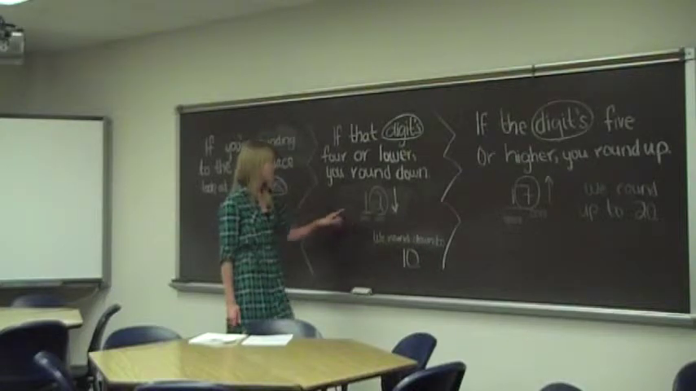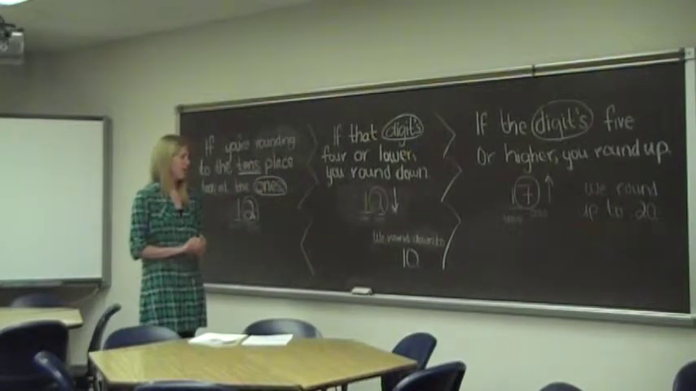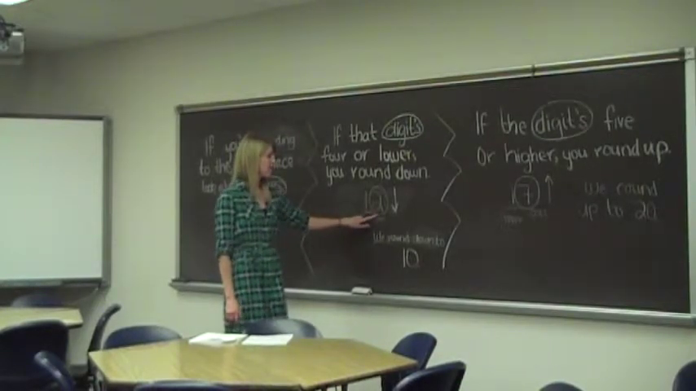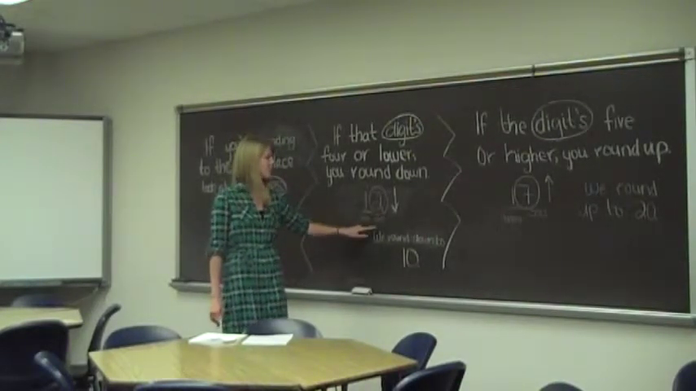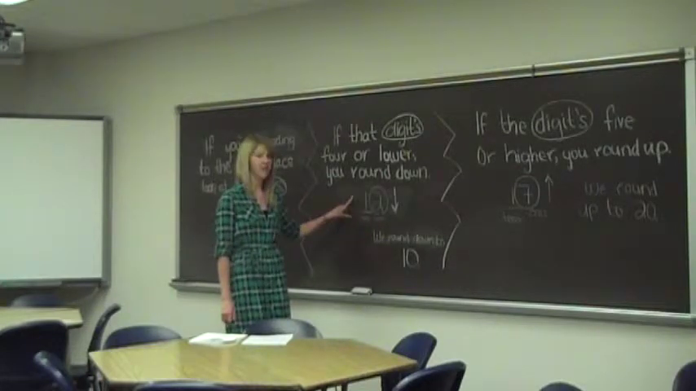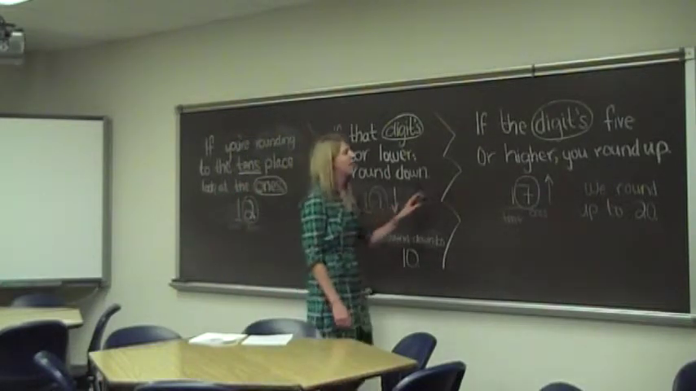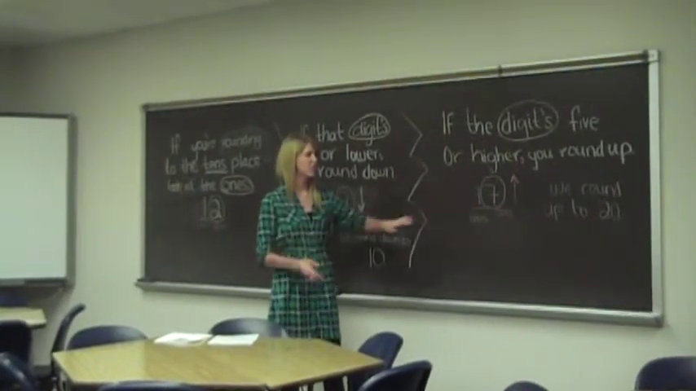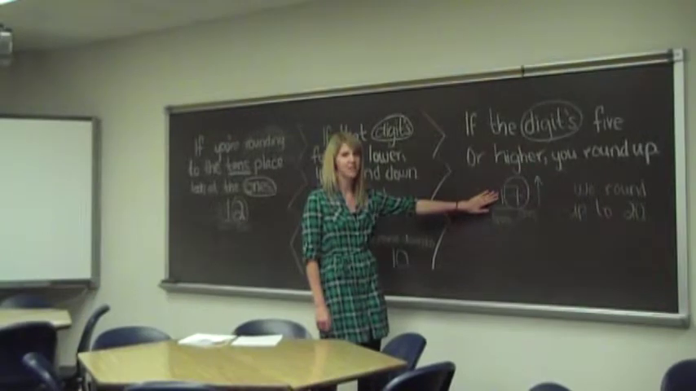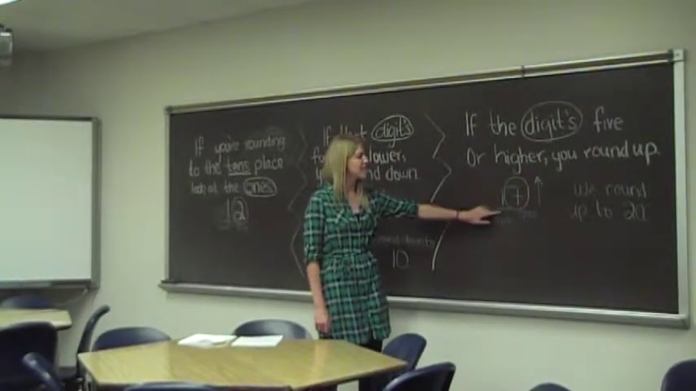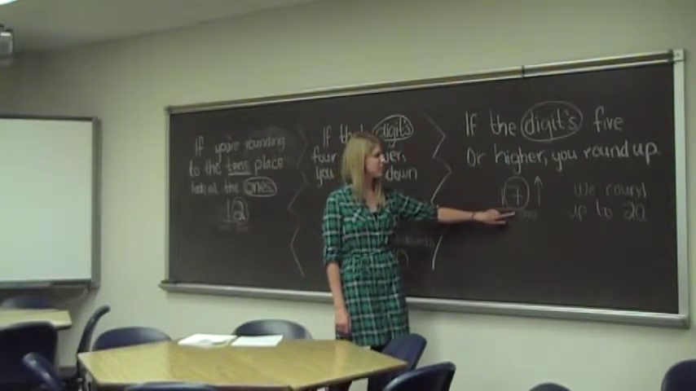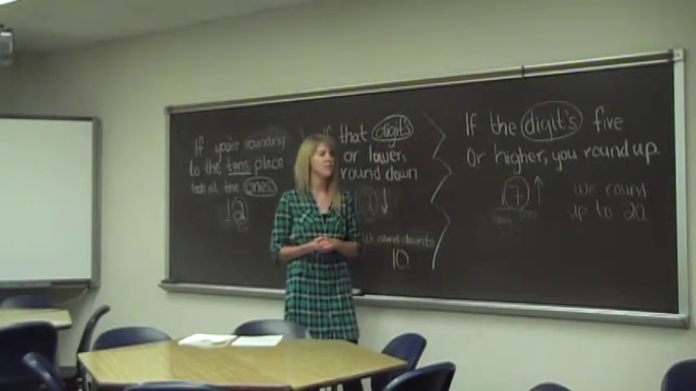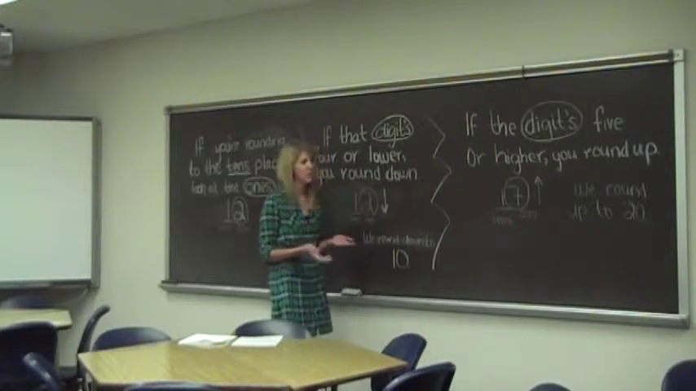So let's look at 12 since we use that as our example there. We underline the tens place, we circle the ones place. 2 is less than 4, so we're going to have to round down. So we round down to 10. And then the last rule, if the digit's 5 or higher, you're going to round up. So we have to change our number so that we actually have to round up. We do 17, we underline the tens place, circle the 7. Since 7 is larger than 5, we're going to go up to 20. So our rounded number is then 20.